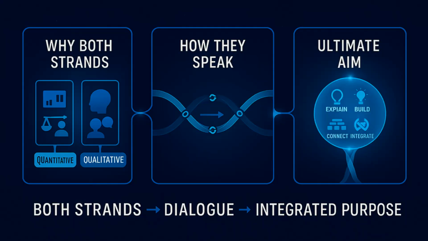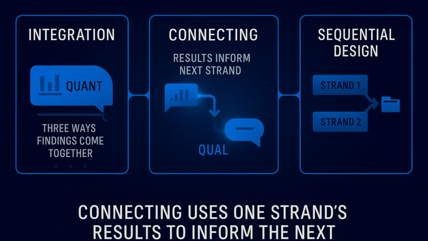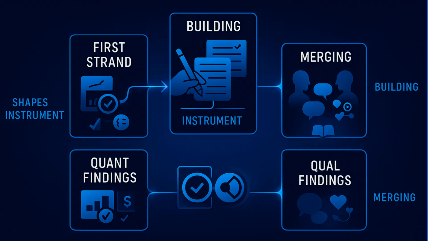It tells the reader why both strands matter, how they speak to each other, and what the study is ultimately designed to explain, build, connect, or integrate. To write mixed methods research questions well, you also need to understand how integration works. In mixed methods research, there are three ways findings come together. In some studies, the results of one strand are used to inform the next. This is called connecting. In others, the first strand helps shape or build the instrument for the second. This is building. And in some studies, the two sets of findings are brought together at the end, side by side, and merged for interpretation.